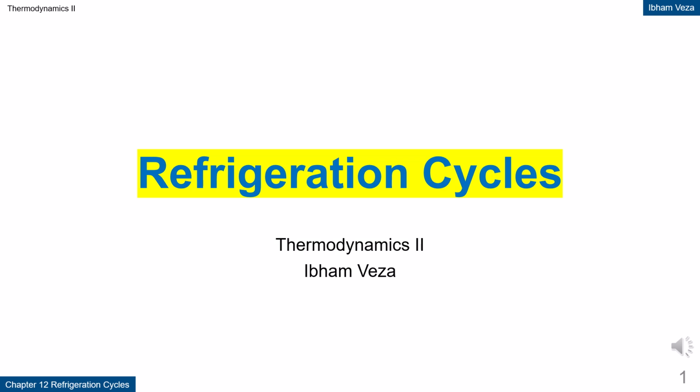Refrigeration cycles. This chapter discusses refrigeration cycles as the reverse of power cycles, where the main objective is to transfer heat from a low-temperature region to a high-temperature region with the help of work. This system is the foundation of refrigerators, air conditioners, heat pumps, and industrial cooling systems. The main goal is not to produce work, but to produce a cooling effect.